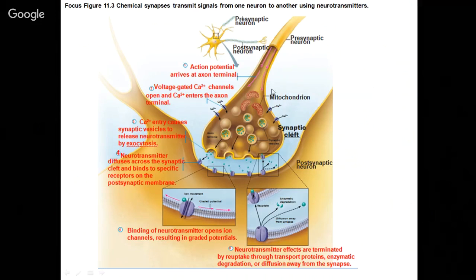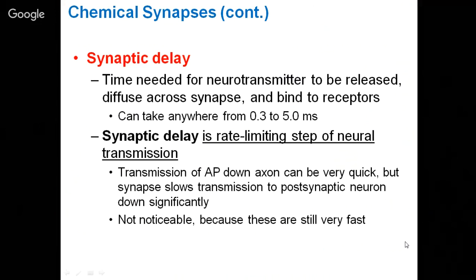So this is again the same picture, the complete picture which we have seen. The neurotransmitters diffuse, they bind to the receptors at the postsynaptic membrane. That would lead to opening up of ion channels, create a graded potential at the postsynaptic membrane, and eventually the stimuli would terminate based on the 3 mechanisms: reuptake, degradation, or diffusing away.